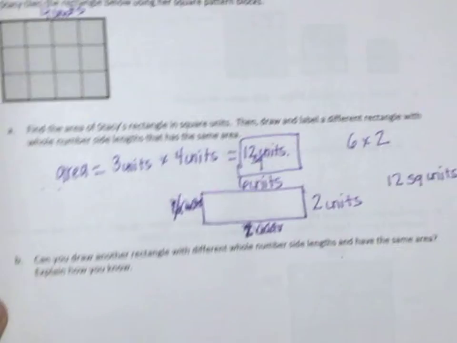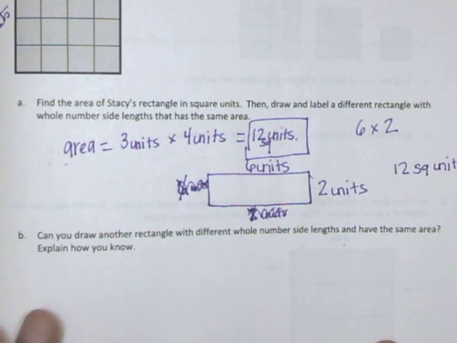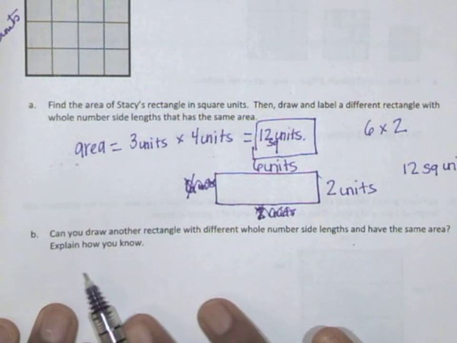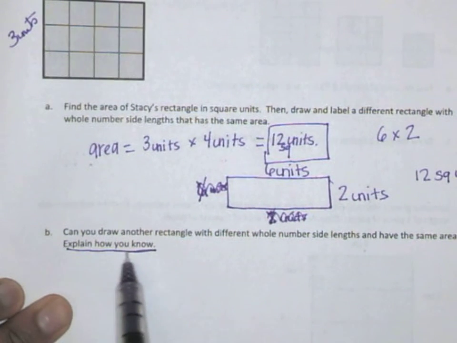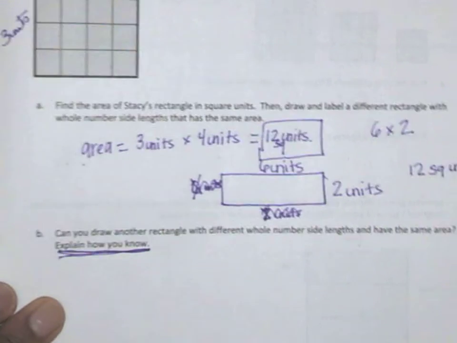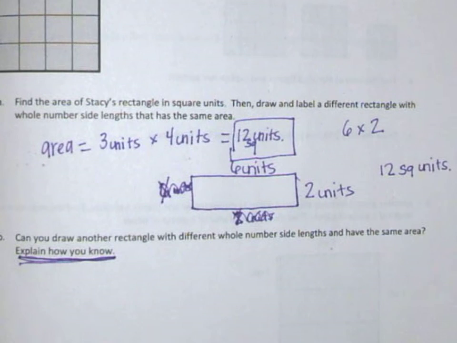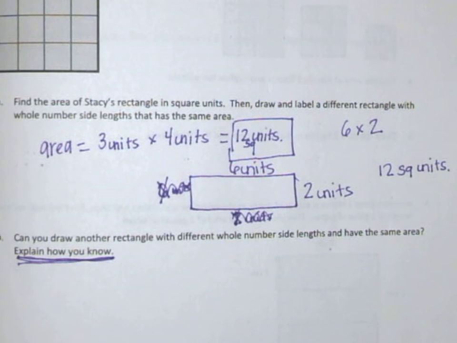All right, let's go to part B. It says, can you draw another rectangle with different whole number side lengths and have the same area? Explain how you know. Remember, this is a very important piece. Explain how you know. Okay, so are there 2 other numbers that can be multiplied together to give us 12 square units? Take the time to think about it.